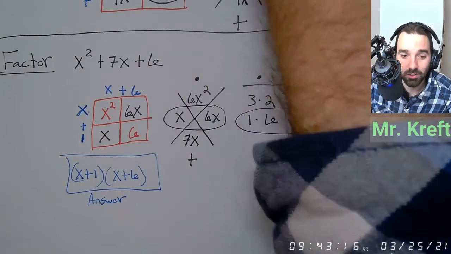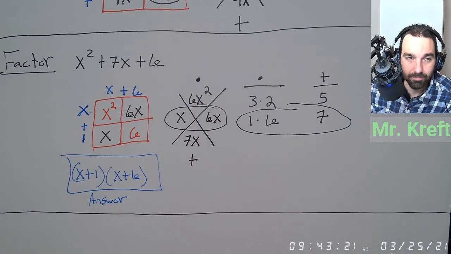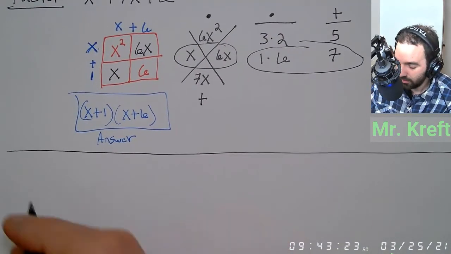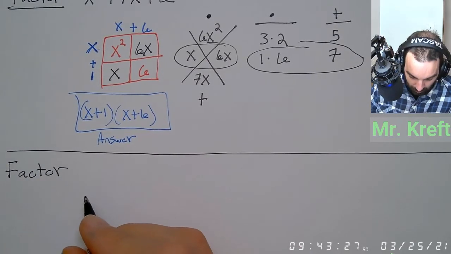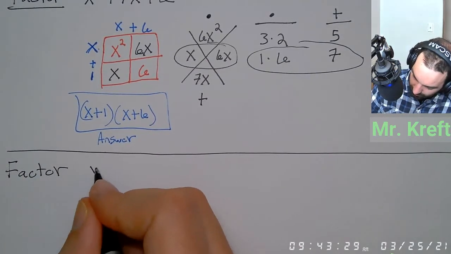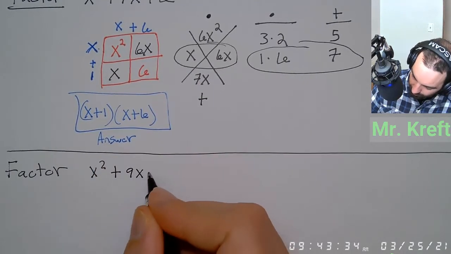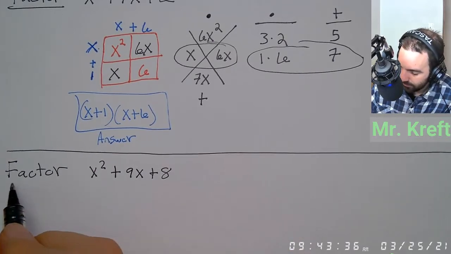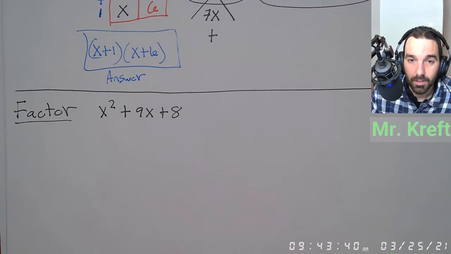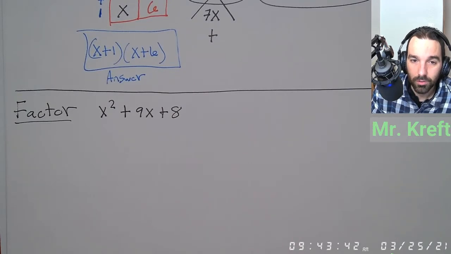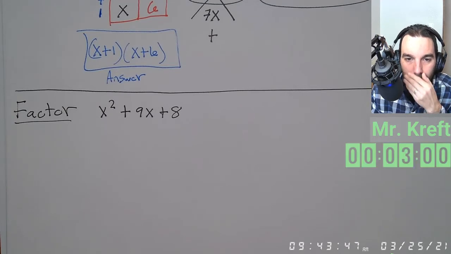So I'm going to have you guys try this next one. This next one, this is yours. You guys are doing this next one. We're going to factor x squared plus 9x plus 8. And I'm going to give you guys a little timer. I want to give you a lot of time for this, so I'm going to give you 3 minutes. Enough? Let's try 3 minutes and see what happens.